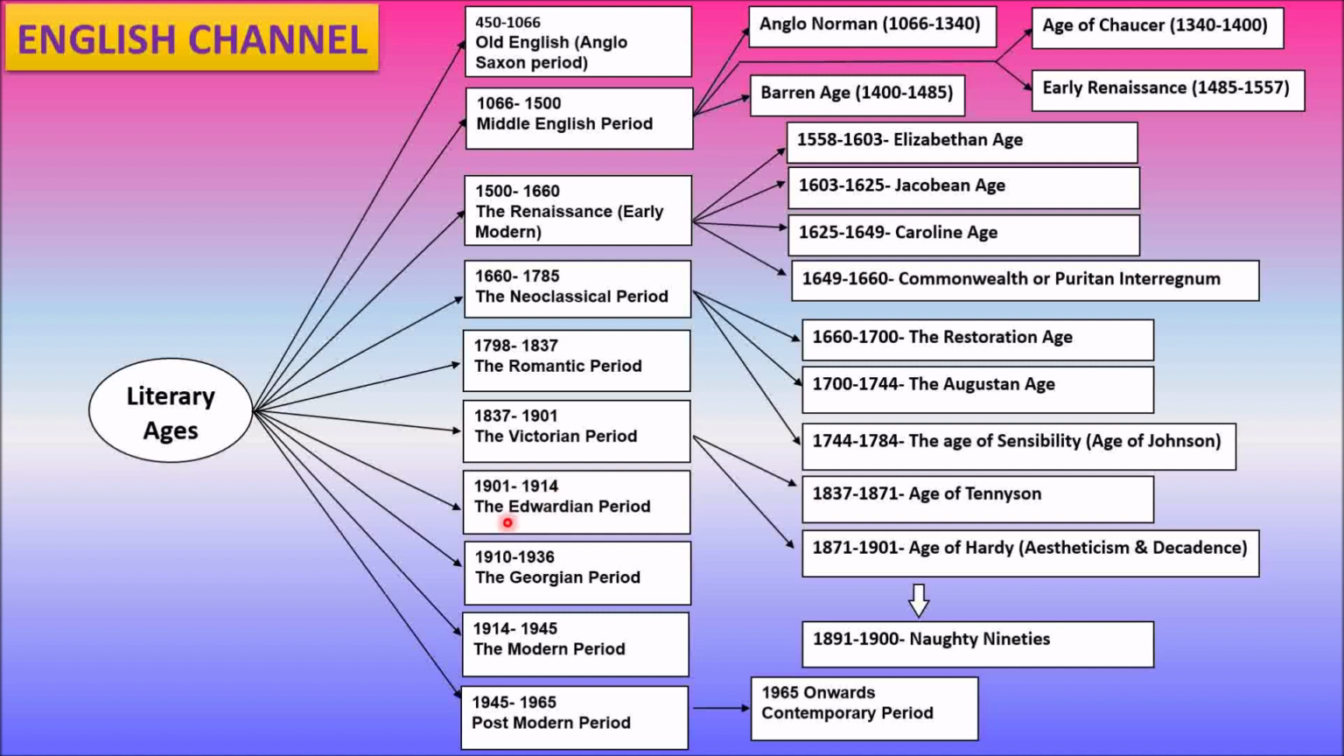After the Edwardian period, we see the Georgian period. Of course, war poets, Wilfred Owen, Siegfried Sassoon, and Robert Bridges. There are so many writers in this age. 1910 to 1936, known as the Georgian period. And then comes the modern period. The modern period is basically said to have begun from 1922, after the publication of The Waste Land by T.S. Eliot and James Joyce's Ulysses.